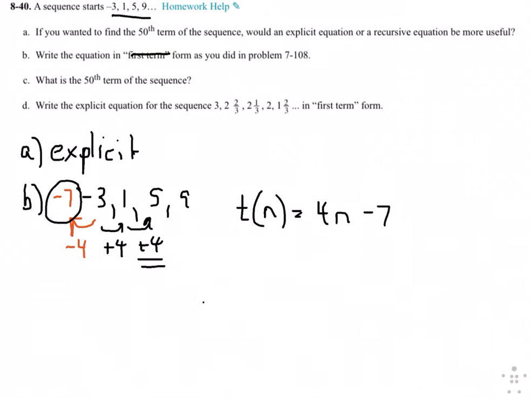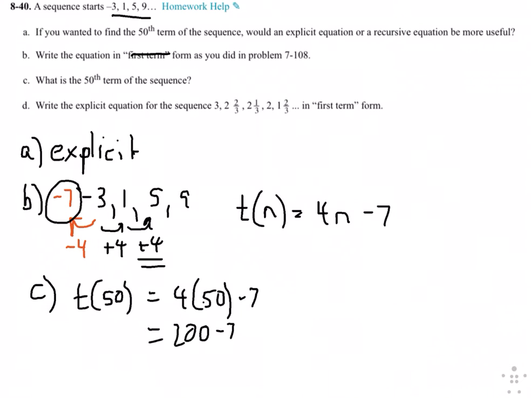And then what's the 50th term? So C would be T of 50 equals 4 times 50 minus 7, which equals 200 minus 7, which equals 193. So the 50th term is 193.